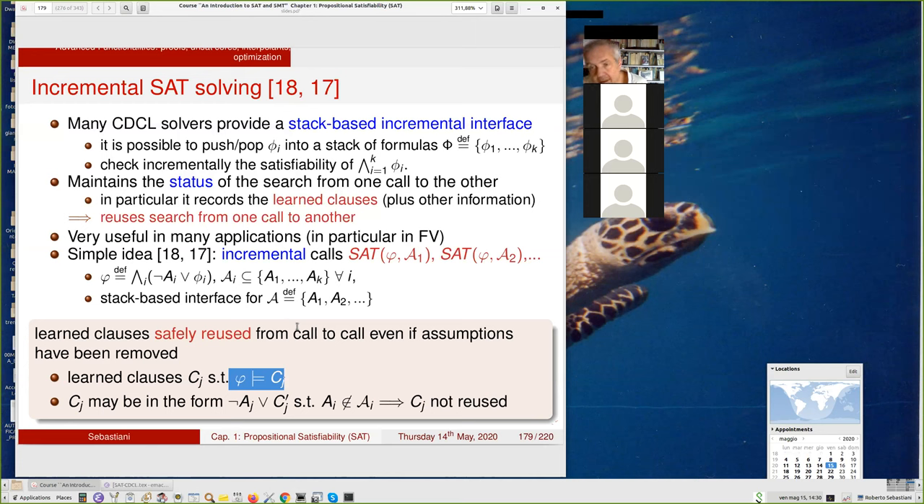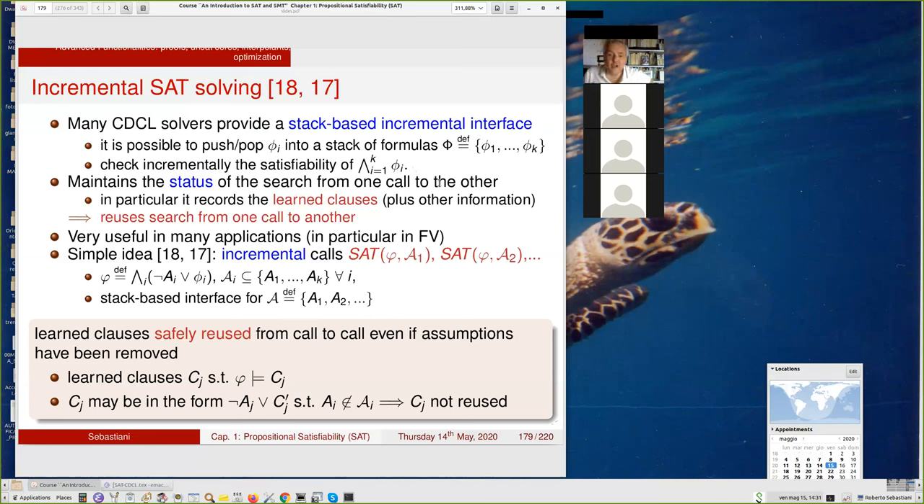Remember conflict analysis. The learned clause derives from a resolution proof, a resolution derivation from clauses which are in the formula, which are either clauses which were already there from the beginning, or learned clauses, which themselves derive from other clauses. So at the end of the day, every learned clause during the CDCL process derives by resolution derivation from original clauses. So if you have a learned clause from a previous call, then if you add one more formula, of course the learned clause will still be derived from the new formula, because you just have added some more formula.